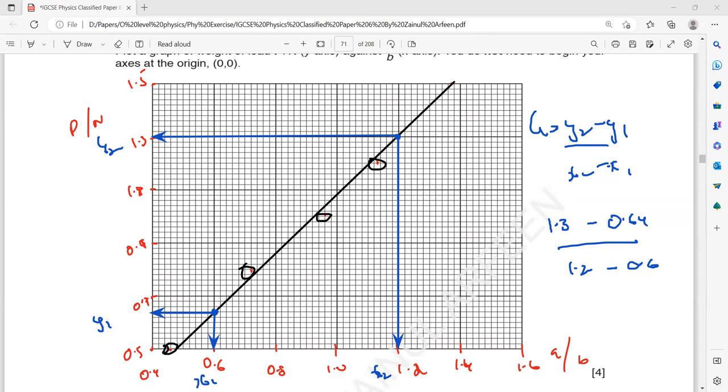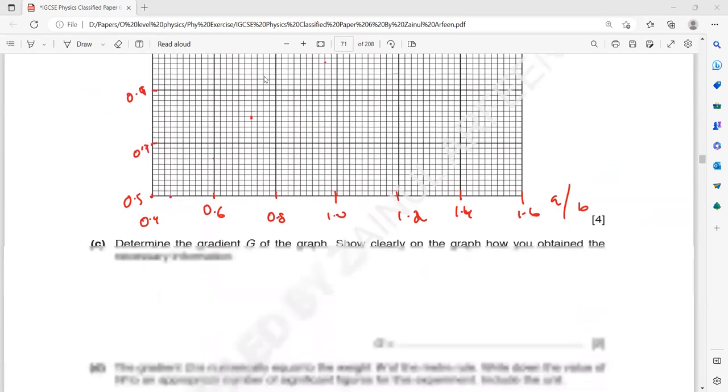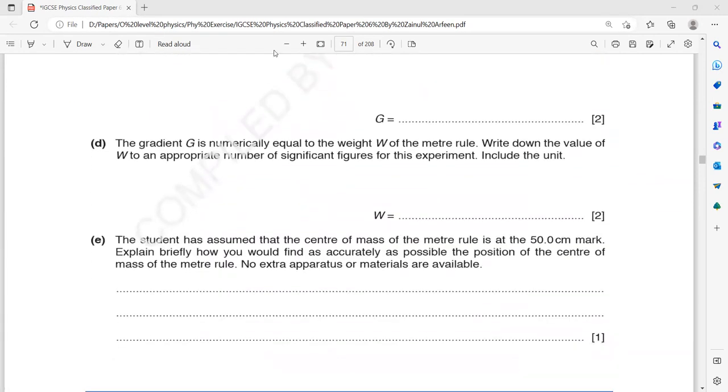1.3 minus 1.1, so 1.1. And usually 1.1, 1.2 is the weight of a meter rule or meter scale. So the value of the gradient is 1.1. One mark is for the answer, one mark is for showing the working. And then they say gradient is equal to W. The value of the gradient and W are the same. So gradient is 1.1, W is 1.1, and one mark is for writing the unit.